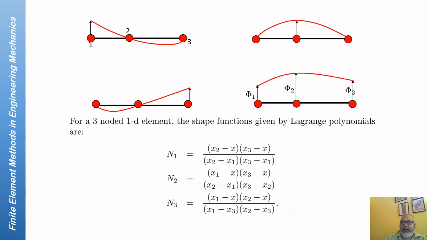So if you look at a three-noded element with 1, 2, and 3 being the nodes, then the shape functions are like this. This is the shape function N3. This is the shape function N1. And this is the shape function N2.